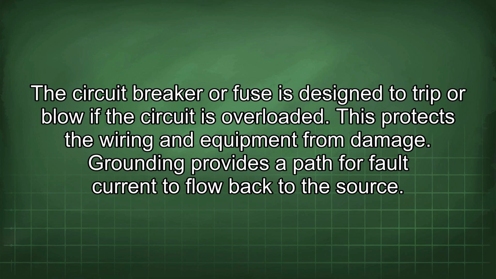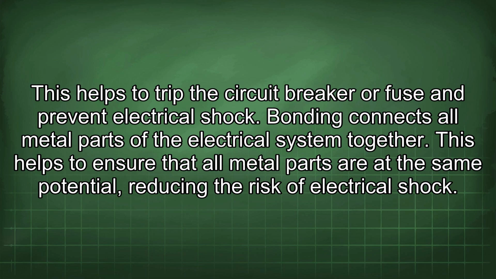Grounding provides a path for fault current to flow back to the source. This helps to trip the circuit breaker or fuse and prevent electrical shock. Bonding connects all metal parts of the electrical system together. This helps to ensure that all metal parts are at the same potential, reducing the risk of electrical shock.